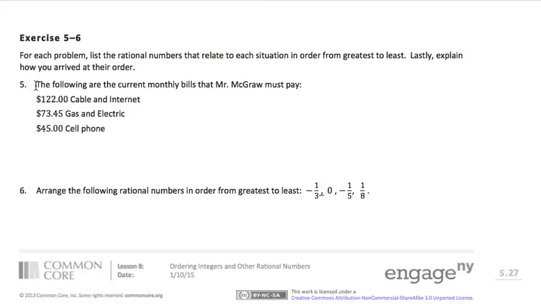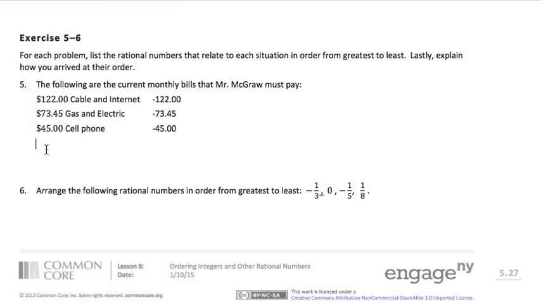Number 5, we have 3 bills that Mr. McGraw must pay. The first one is cable and internet, and these are bills, so that's a negative 122 and 0 cents. The gas and electric, again, this is a bill, so it is negative 73 and 45/100ths. And the cell phone bill, again, it's a bill, so it's a negative $45, 0 cents. And we are going to put them in order from greatest to least. Always make sure that you look back at your directions.